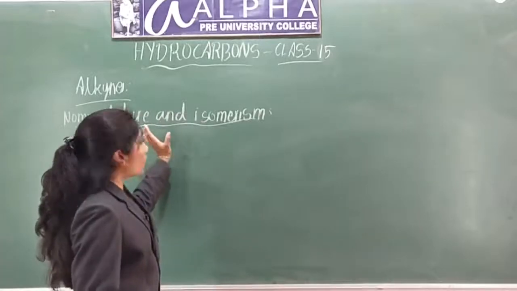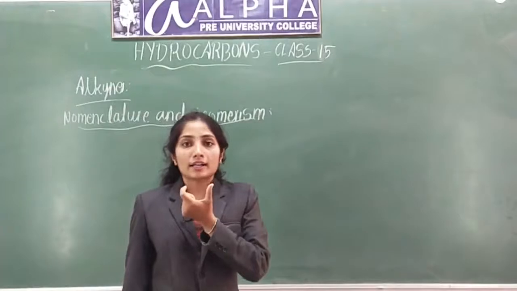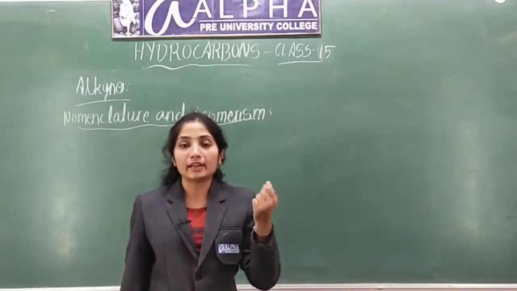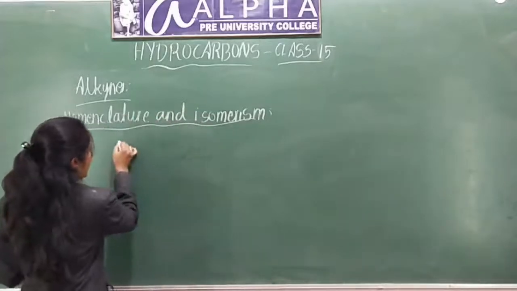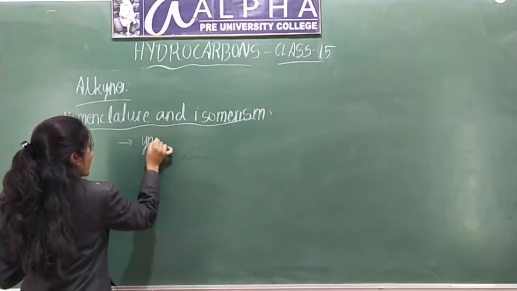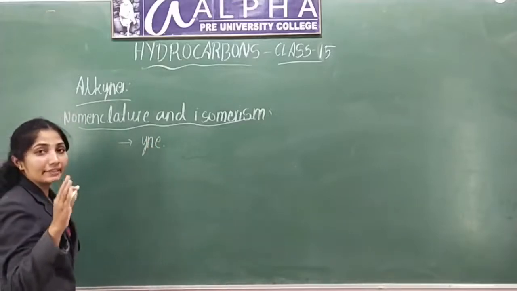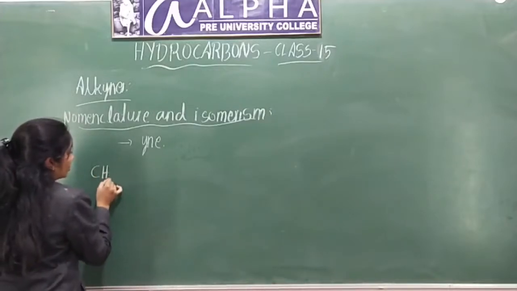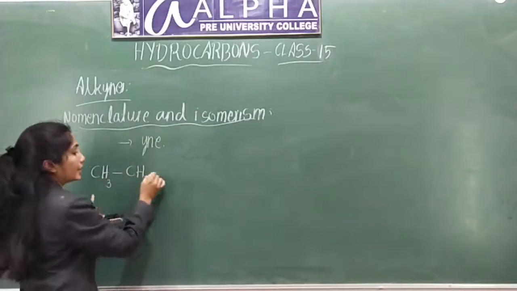So how will you name this compound? Alkynes na hege name ಮಾಡ್ತೀರಾ? Corresponding ANE, alkane du ANE ಇರುತ್ತಲ್ಲ, that will be replaced by YNE. Instead of ANE you will write YNE. For example, if you take the lower member, ethyne, CH3 single bond CH3, what is the name of this alkane? It is ethane.